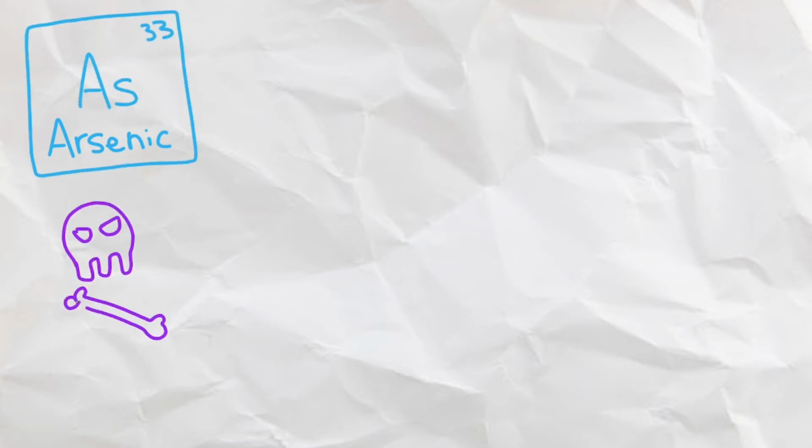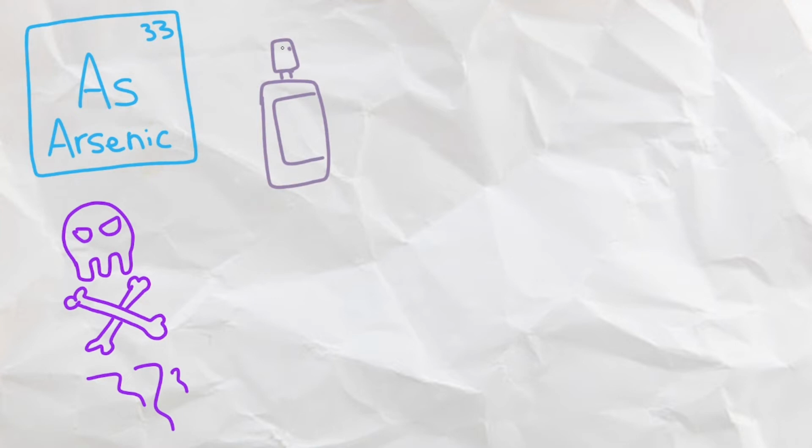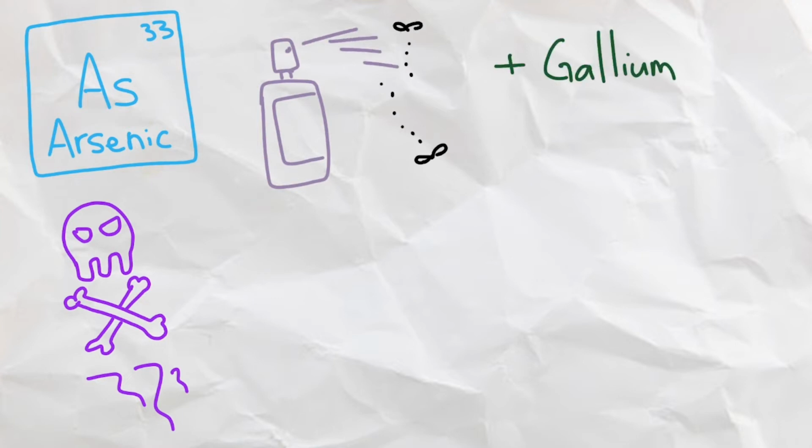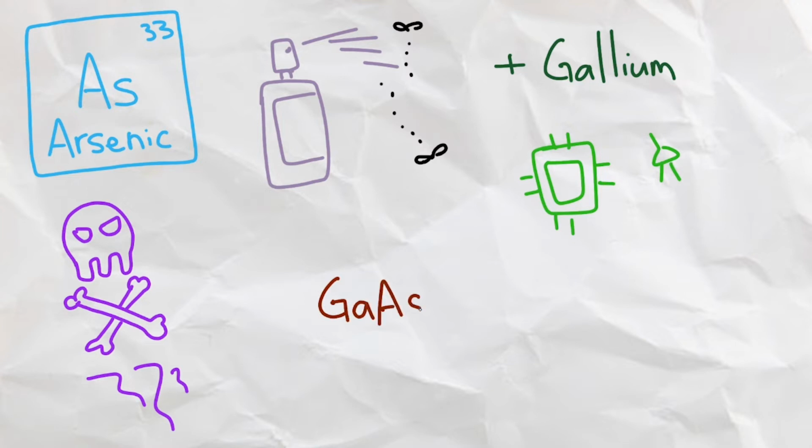Next, we have arsenic, a metalloid that is actually poisonous, so naturally, it is used in the production of pesticides and rat poison. Other than that, arsenic can be combined with gallium to make semiconductors, and combined with germanium to make transistors. Gallium arsenide can also be used to make LEDs.